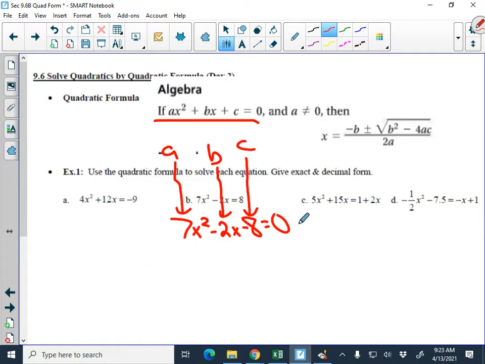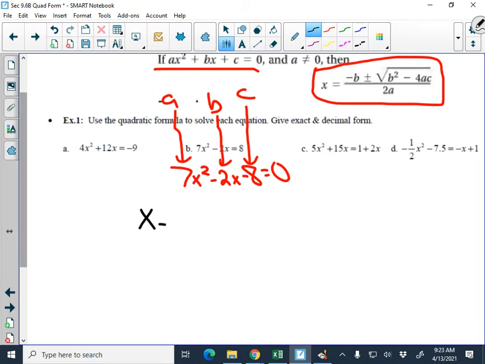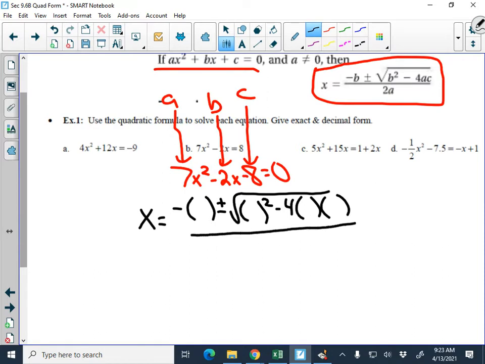So we look at this formula and we're going to fill it in, identifying those things. But you want to be very careful because with the negative signs, it's very easy to mess these up. Negative b plus or minus the square root of b squared minus 4 times a times c, all over 2a. Simply, I start by taking out the a's, b's, and c's, and then I replace them with what they are. The b is negative 2.